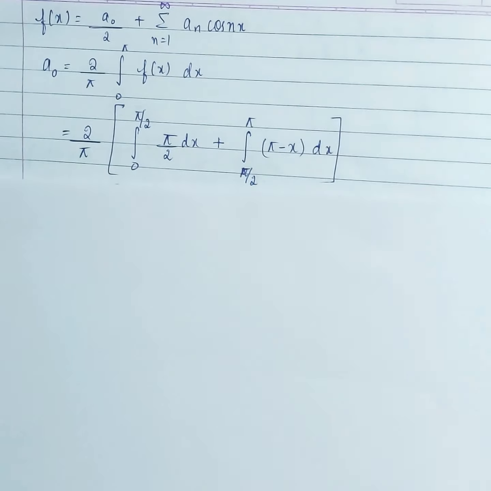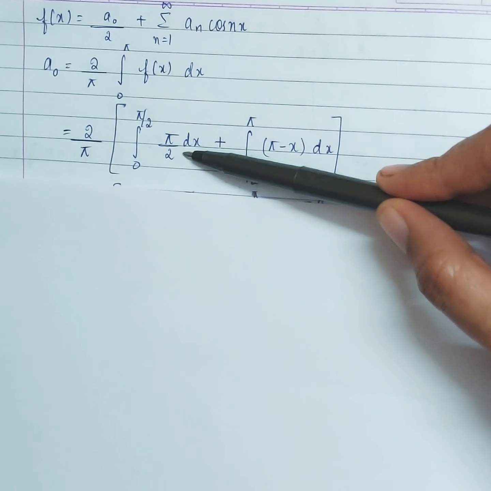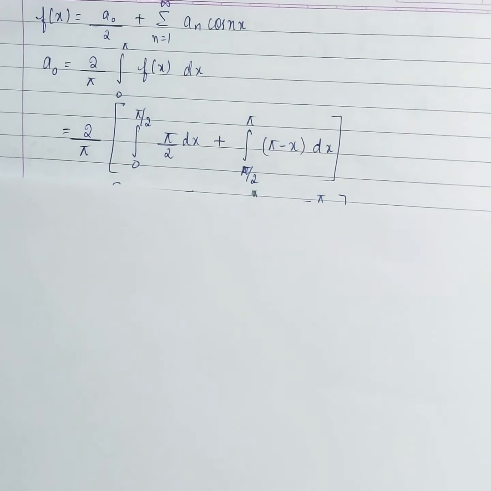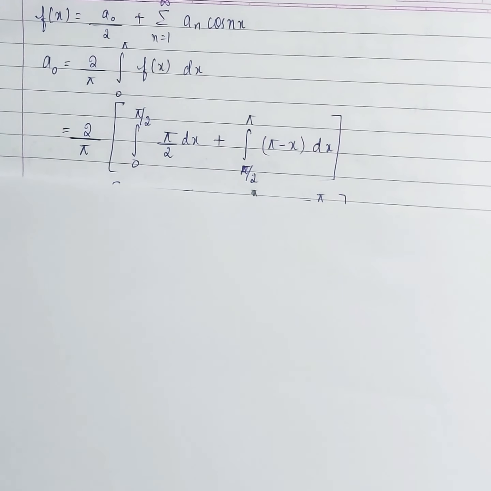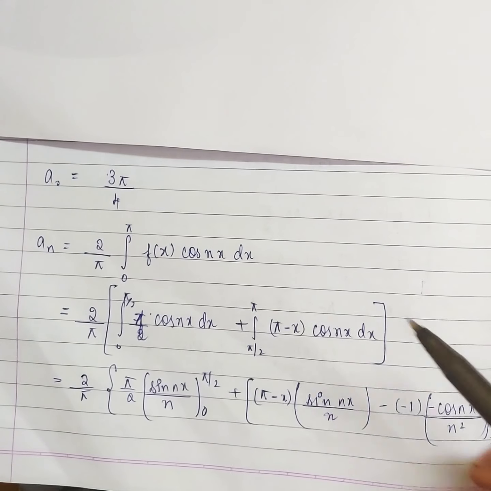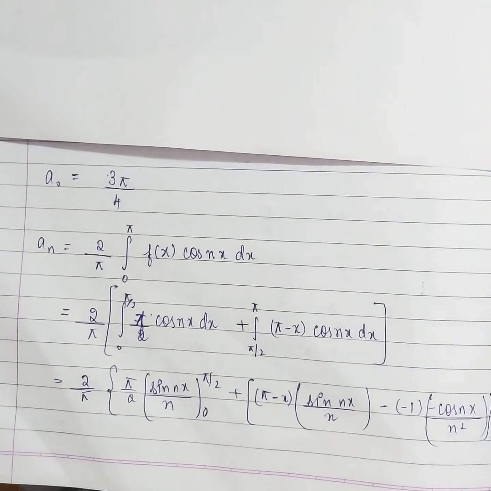So integral 0 to pi, we have two functions, right? The first function, that is 0 to pi by 2, the function is pi by 2. From pi by 2 to pi, the function is pi minus x dx. This is a very simple integration, try to solve it on your own. After solving this, you will get a naught as 3 pi by 4.